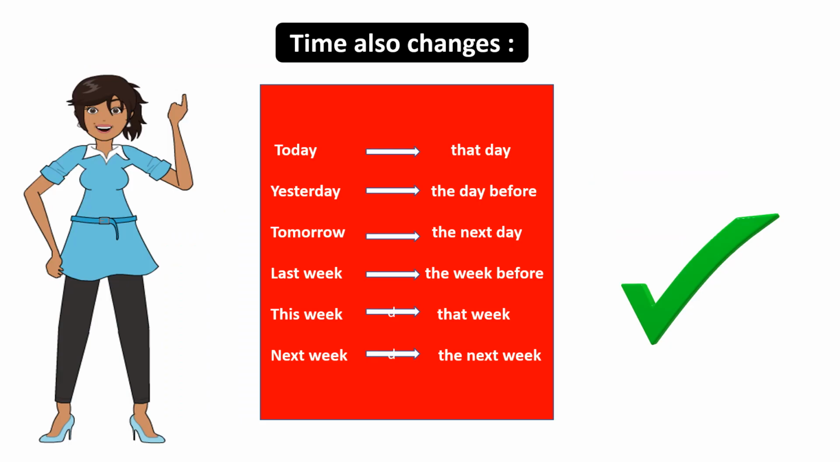Not only the tense, we also need to change the time when we change a statement from direct into indirect or reported speech. So let's find out how we can change that. If today is mentioned in direct speech, we will change it to that day. Yesterday will change to the day before. Tomorrow, the next day. Last week is going to change into the week before. This week will change into that week. And next week will change to the following week.